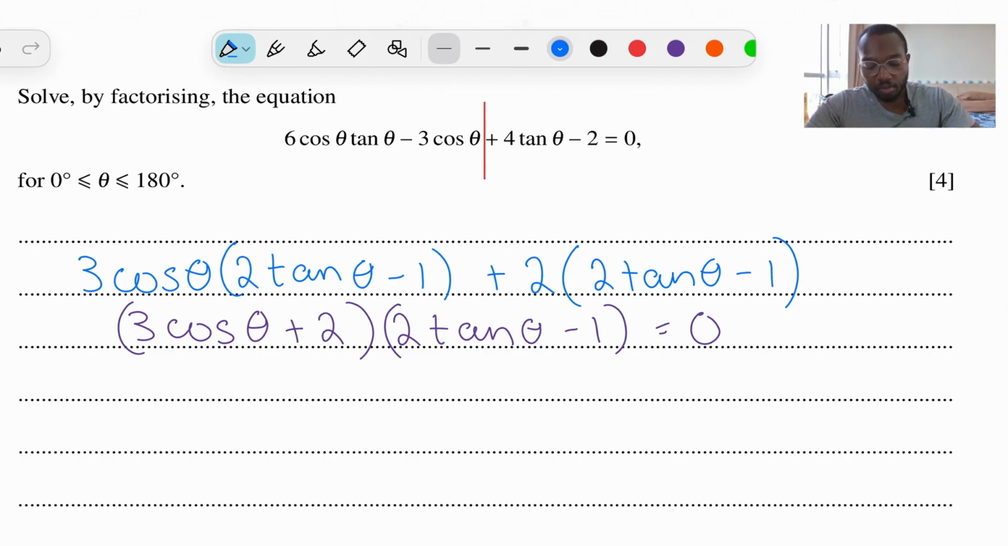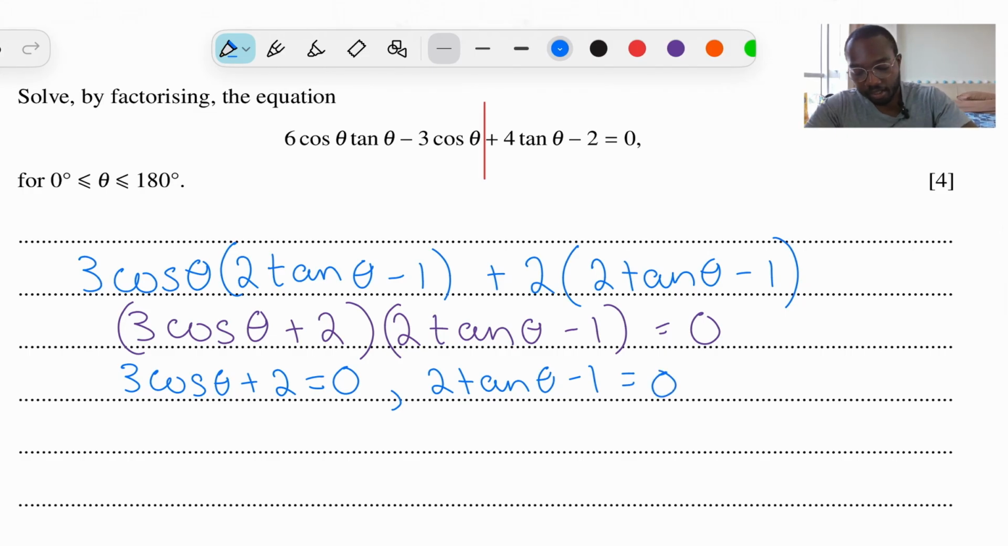Okay? So therefore, if we start with the cos theta, that means that 3 cos theta plus 2 may equal 0, or we get a 2 tan theta minus 1, okay, that may also equal 0. Therefore, we have that cos theta equals minus 2 over 3. Okay, and then we also get tan theta equals a half.